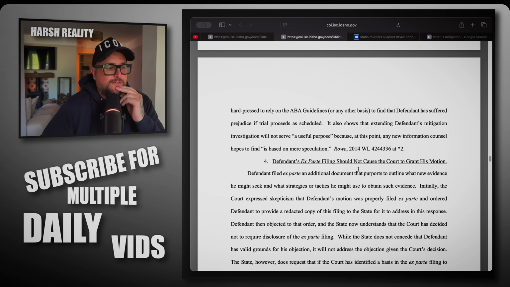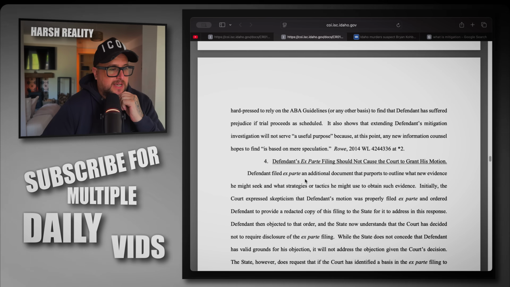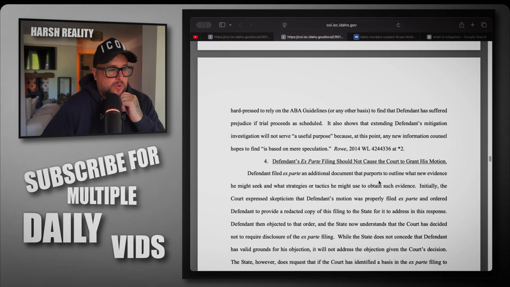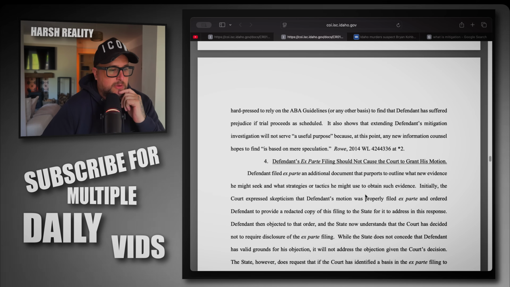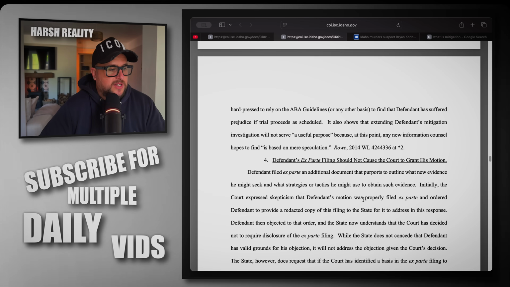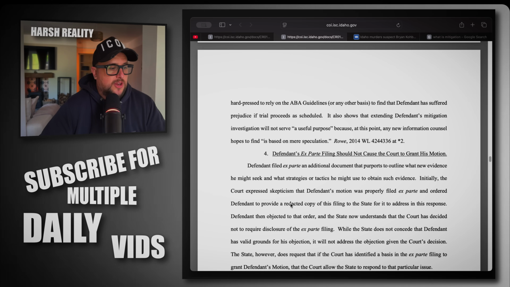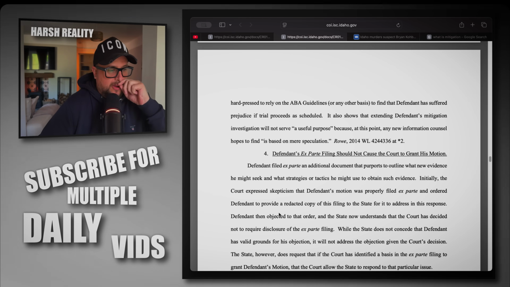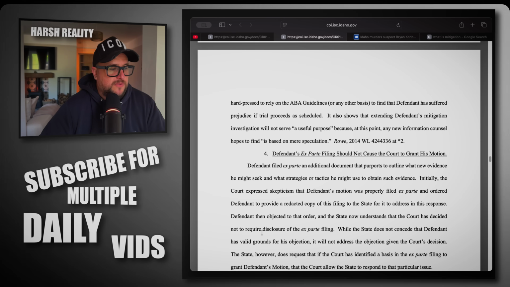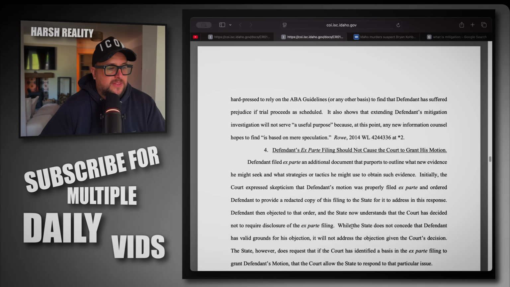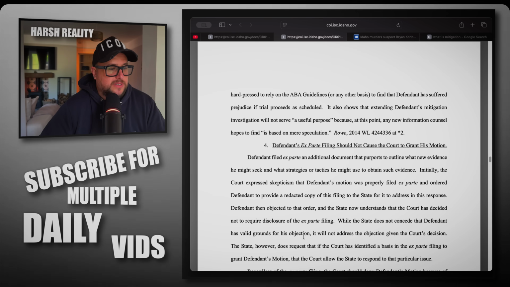Defendant's ex parte filing should not cause the court to grant his motion. Defendant filed ex parte an additional document that purports to outline what new evidence he might seek and what strategies or tactics he might use to obtain such evidence. Initially, the court expressed skepticism that defendant's motion was properly filed ex parte and ordered defendant to provide a redacted copy of this filing to the state for it to address in his response. Defendant then objected to that order, and the state now understands that the court has decided not to require disclosure of the ex parte filing.